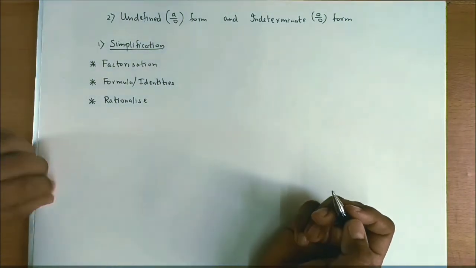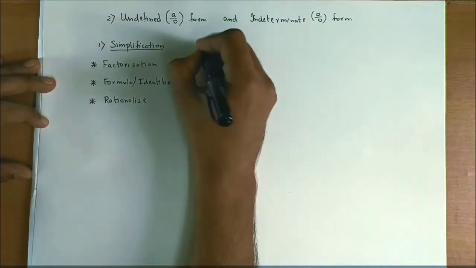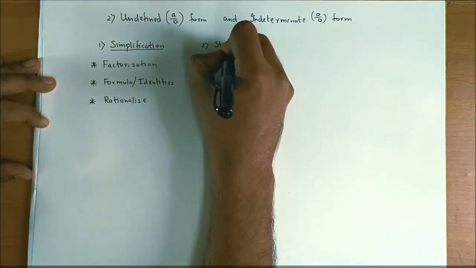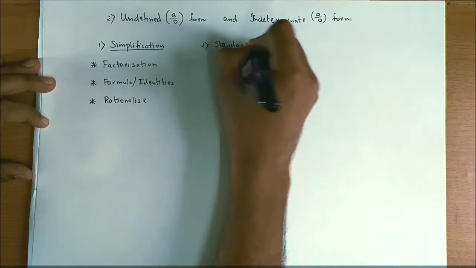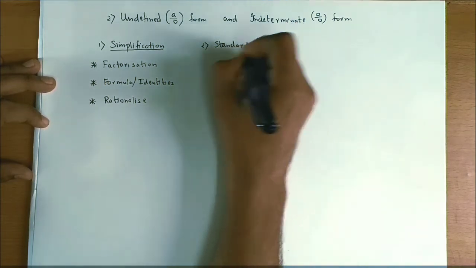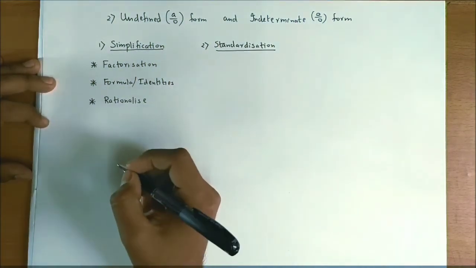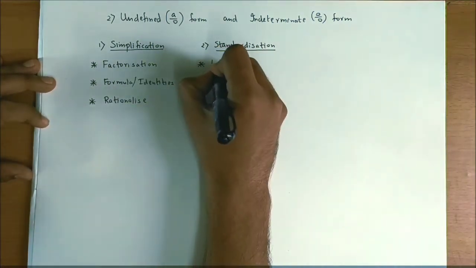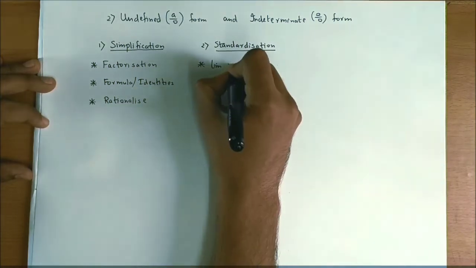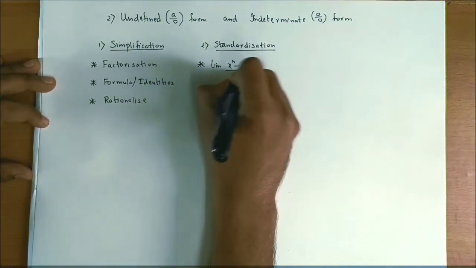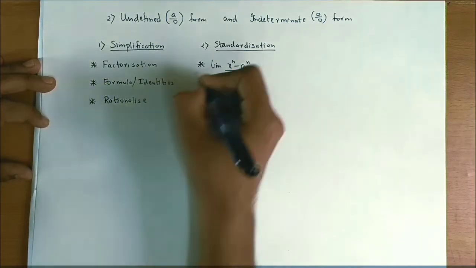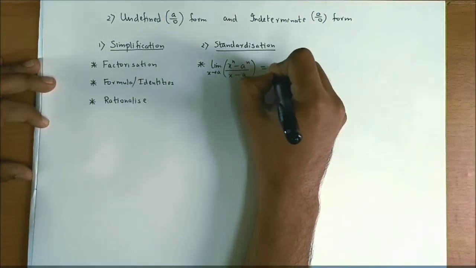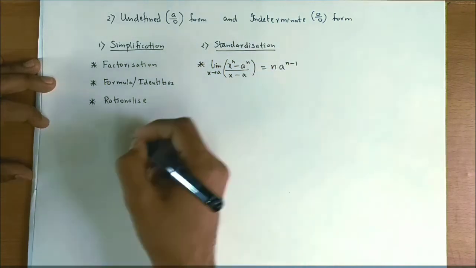You could simplify. Next, the second approach could be you could bring the limit in one of the standard forms. So the second approach could be standardization. Yes, the standardization of the limit. Now there are 6 standard limits. The first one is limit of x raised to n minus a raised to n upon x minus a as x approaches a. Now the value for this limit is n times a raised to n minus 1.